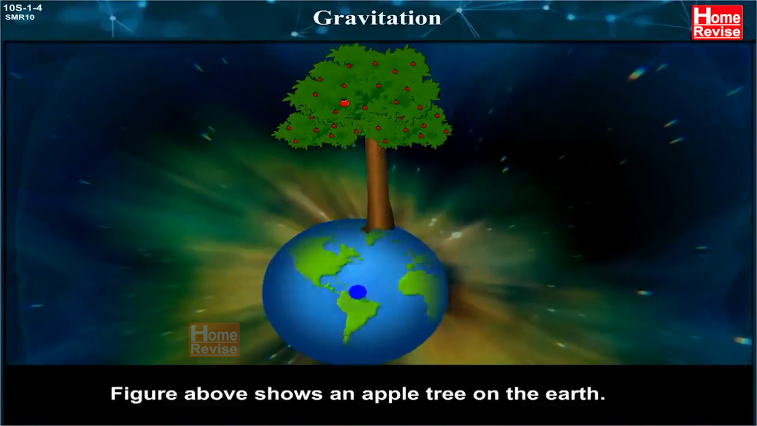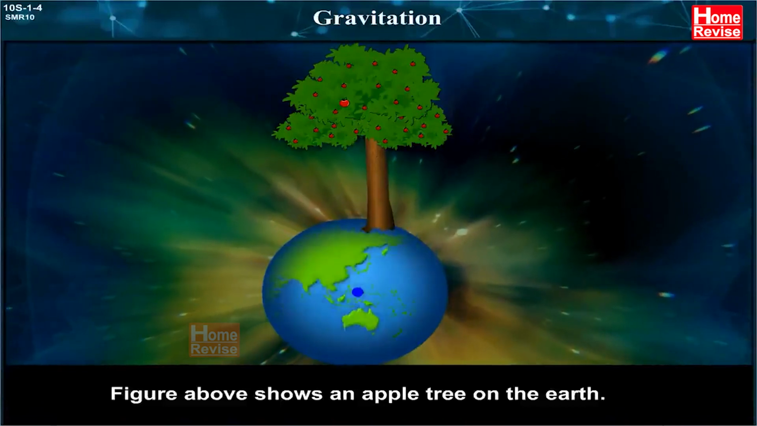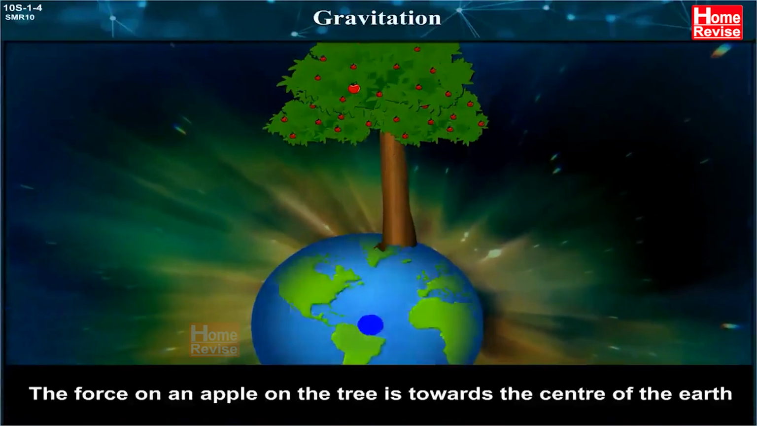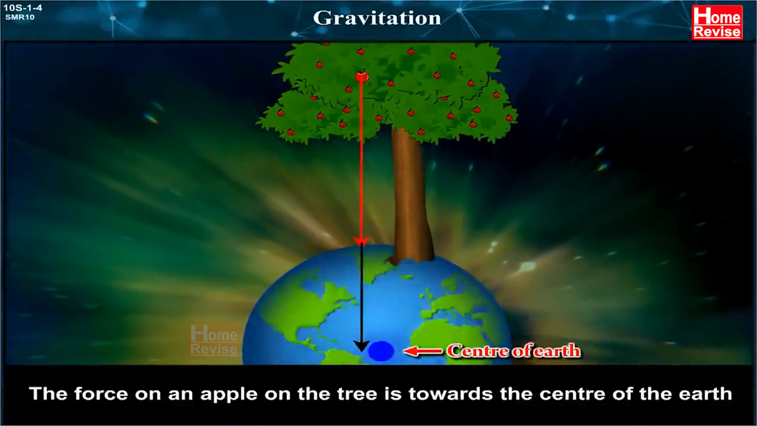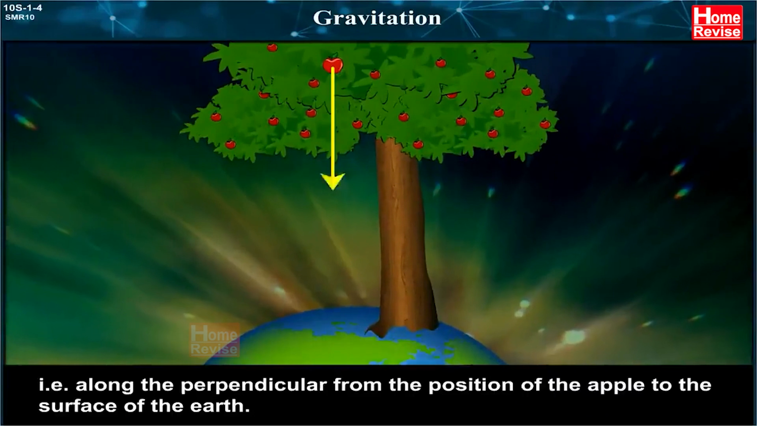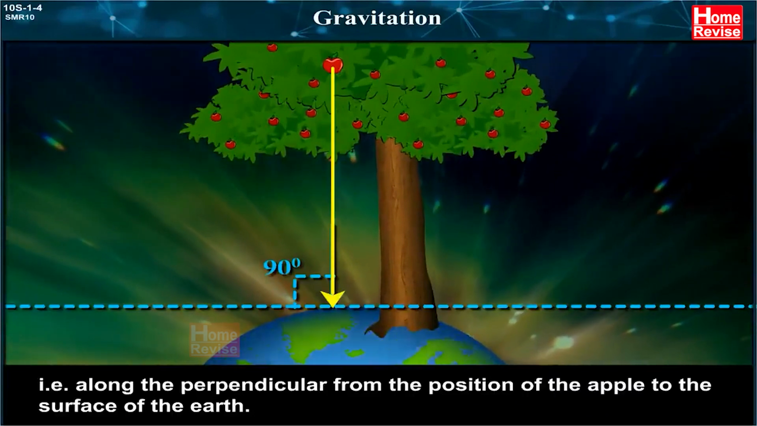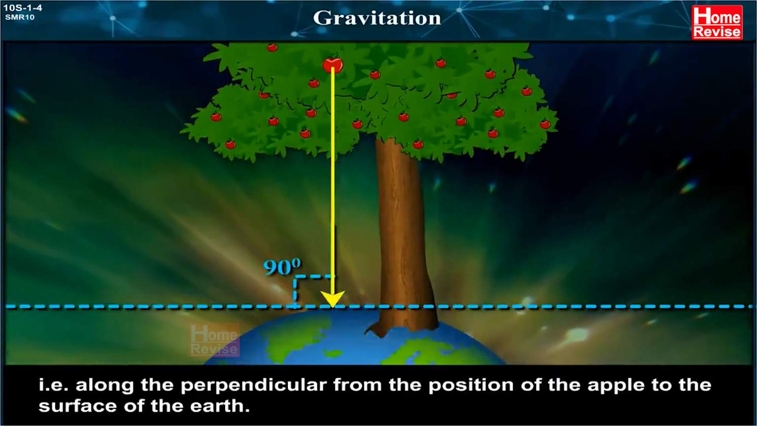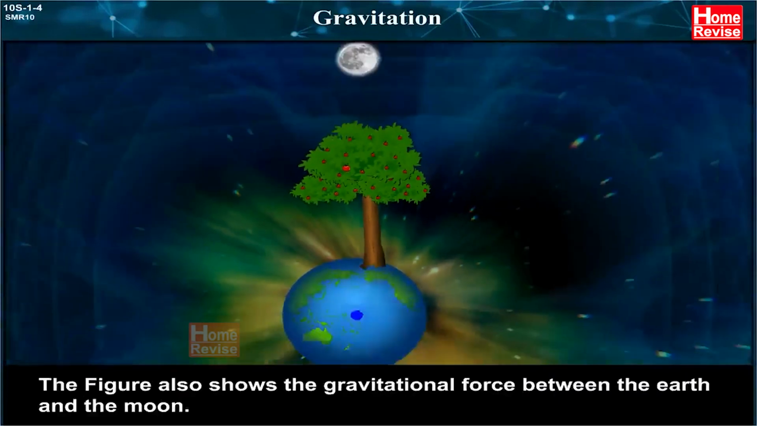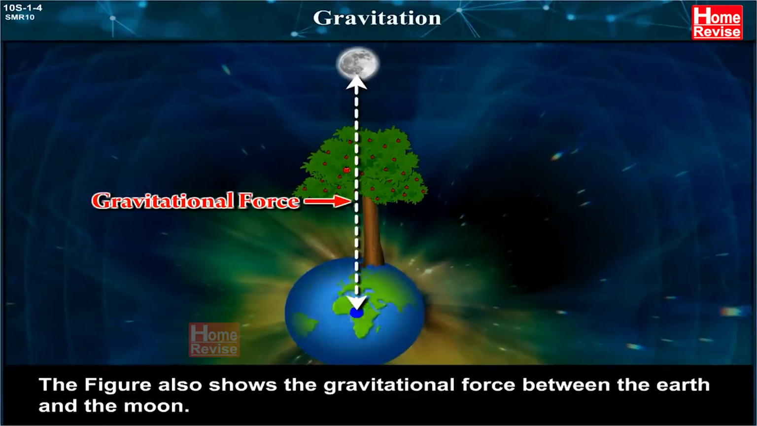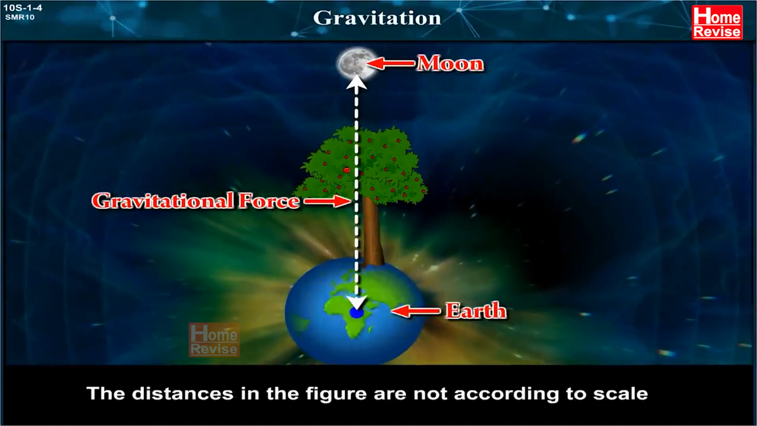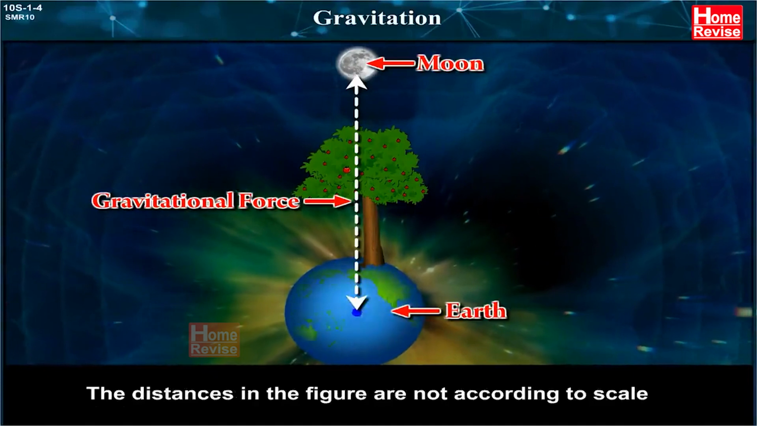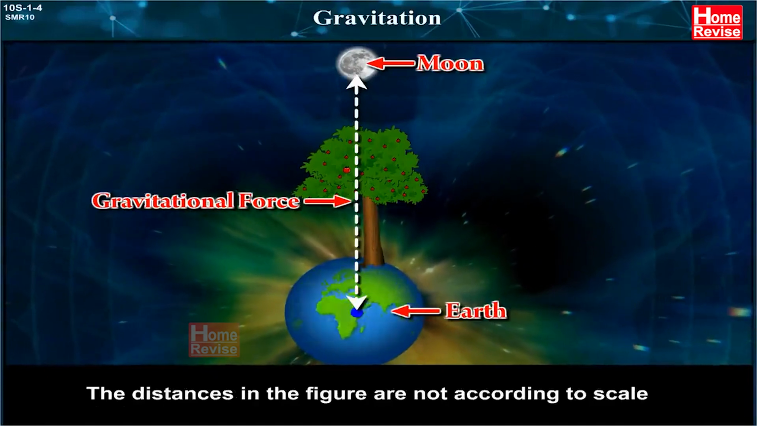Figure above shows an apple tree on the earth. The force on an apple on the tree is towards the center of the earth, that is, along the perpendicular from the position of the apple to the surface of the earth. The figure also shows the gravitational force between the earth and the moon. Keep in mind that the distances in the figure are not according to scale.